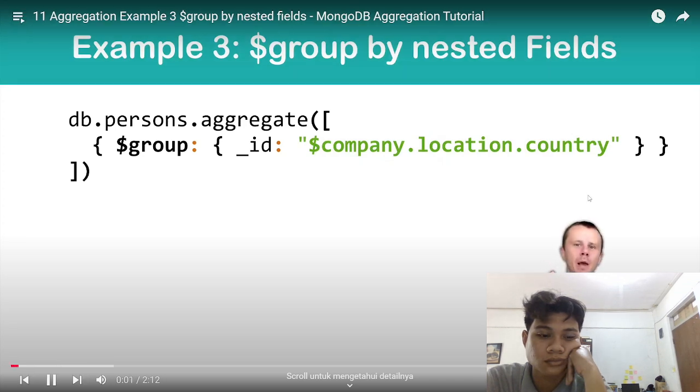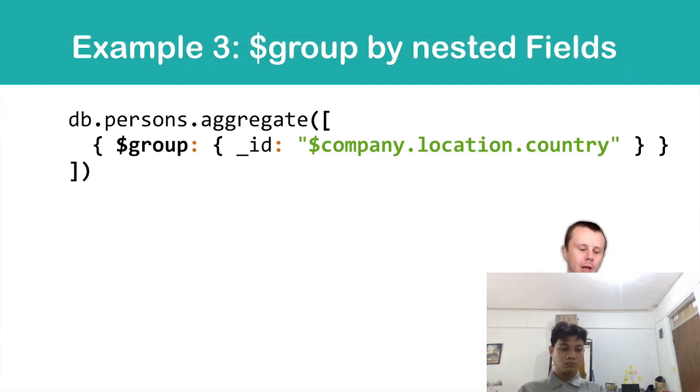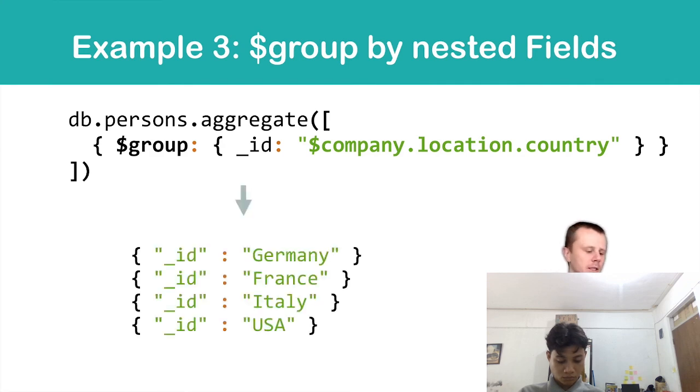You can easily group by nested fields. And in this example, we are grouping by company.location.country. So country is a property of location and location is a property of company. And again, we are talking here about input documents that are located in the persons collection. What is the result here? Result is the same when grouping just by root field name. So it doesn't matter whether field is nested or not. In those results, we see just 4 countries: Germany, France, Italy, and USA. So all persons live just in those 4 countries.